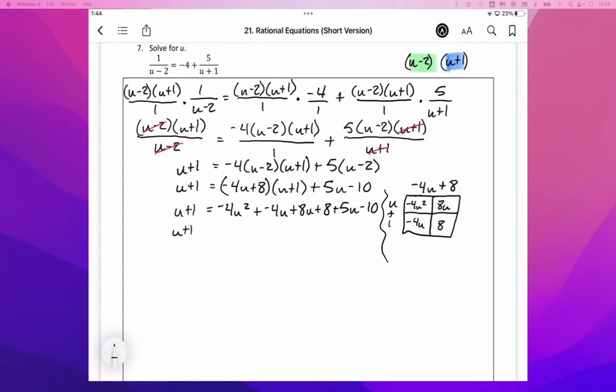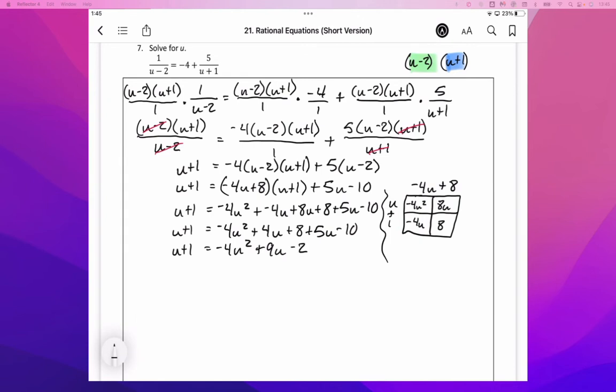So u plus 1. Our negative 4u squared. It's the only u squared. The negative 4u and the 8u is going to make 4u. Let's leave everything else alone so I don't mess something up. Just go one step at a time. Take it slow. And so u plus 1. Our negative 4u squared is still there. The 4u and the 5u can be combined to make 9u. And the 8 and the negative 10 can be combined to make negative 2.